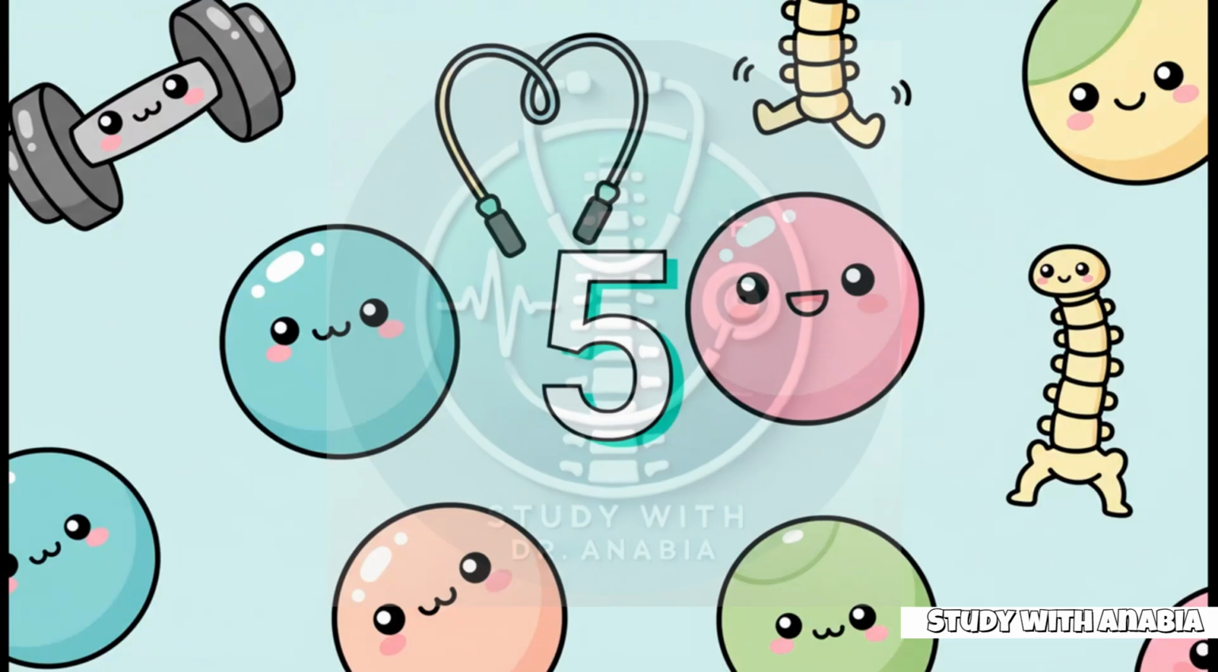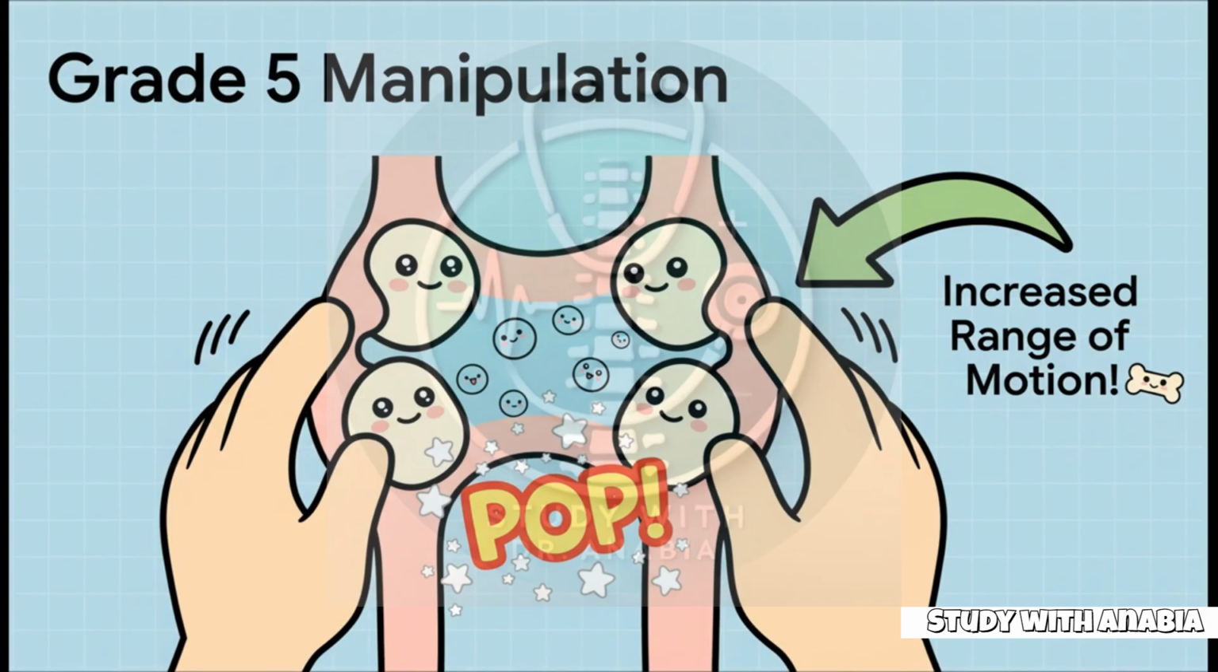But you might have noticed there's one missing. What about grade 5? Well, that one gets its very own moment because it's a whole different ballgame. So grade 5 is what's known as a thrust technique or manipulation. It's a very quick, very controlled thrust that's applied to a joint. And let's just clear this up right now. That famous pop or crack you hear, it is not your bones grinding. Not at all. It's just gas bubbles being released from the fluid inside the joint. That's it. The goal is exactly the same as the other grades. Less pain, more motion, but the technique itself is just much more powerful and specific.